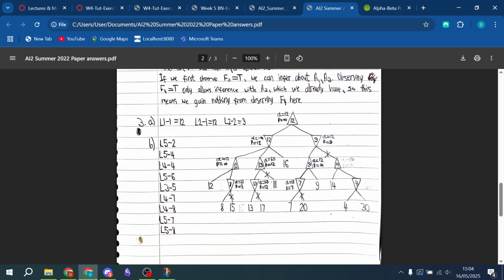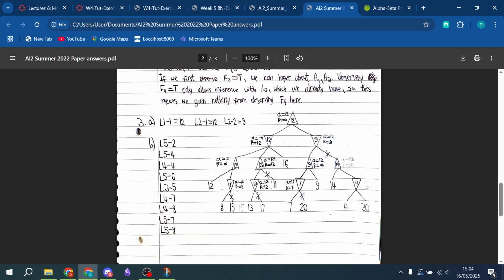I'll just go through it on here though. Then down here you find that this would be 7, which becomes less than beta again, so you don't explore here. Then up here you find this is 9, and because Max picks the maximum here, that means Min will choose 9 or less here.